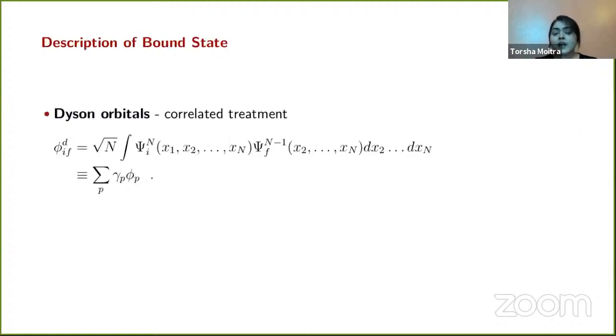With that said, now I will move on to the description of the bound state. I have shown you that we want to focus on the Dyson orbitals. The 1 electron Dyson orbitals are basically defined as the overlap of the initial n electron state of the system with the final n-1 electron state of the system. This reduces to a linear combination of ground state molecular spin orbitals phi_p with coefficients gamma_p.